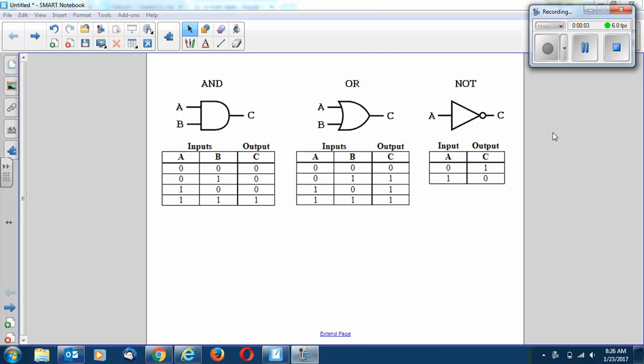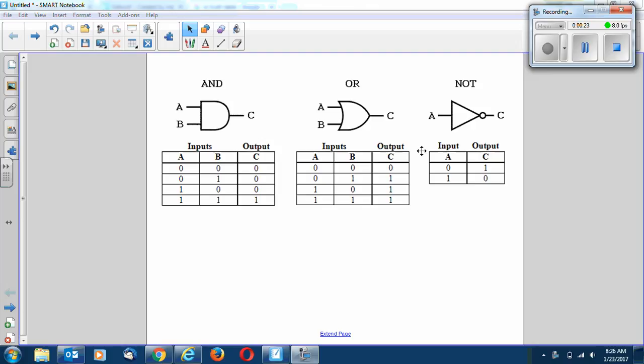Hello all. Today I want to talk to you about AND, OR, and NOT gates, inverter gate. We already talked about inverter gate in class, but I'm just going to give you a little bit of review. This is what the inverter gate looks like, and it is very often called NOT gate.